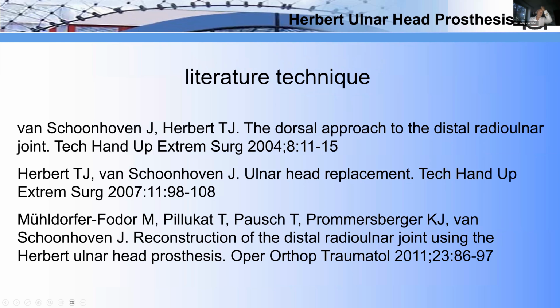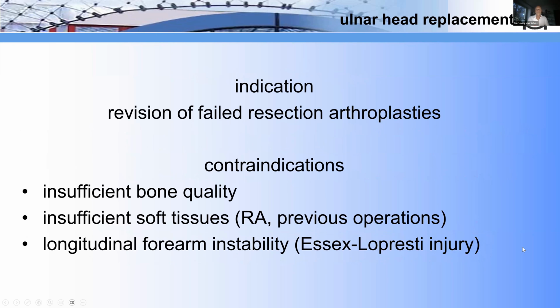So the literature on the technique: it has been described several times. This has been published in German and in the English language, so everybody can read that up. The indication originally for this procedure, from Tim and me, was a revision of failed resection arthroplasties to restore stability in the painful forearm instability following ulnar resections.